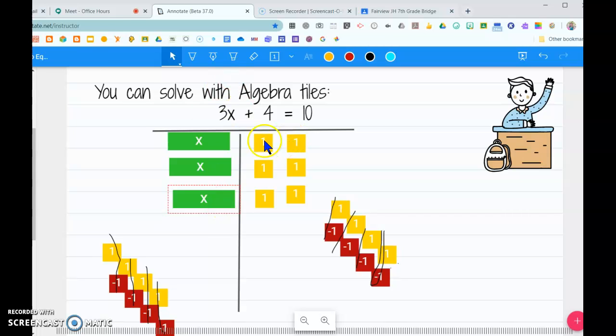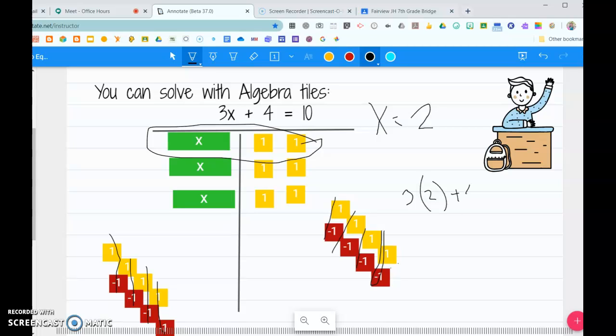Don't worry, I'm not going to make you always solve with algebra tiles because I know sometimes it can be frustrating, especially on technology because it takes forever. So in this case, our x equals 2. And I'm not very good at drawing on my screen. If I wanted to go back and check, I could plug in 3 times 2 plus 4 should equal 10. 3 times 2 is 6, 6 plus 4 is 10. So in equations, you can always go back and solve to check your work. We good so far?